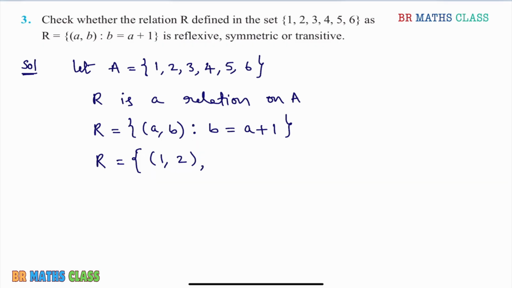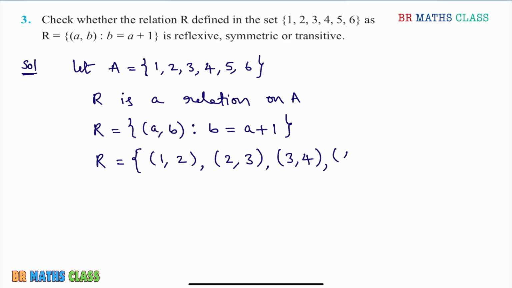Now I'll write the next ordered pair. The first element will be from set A. 1 is already done, so I'll take a as 2. Put a as 2 here, b is 2 plus 1, so b is 3. So the ordered pair (2, 3). 2 is in this set and 3 is also in this set, and (2, 3) satisfies this condition. Now the third ordered pair. As 1 and 2 are already completed, I'll take 3. Put a as 3, b is 4. So the ordered pair (3, 4) belongs to the relation.